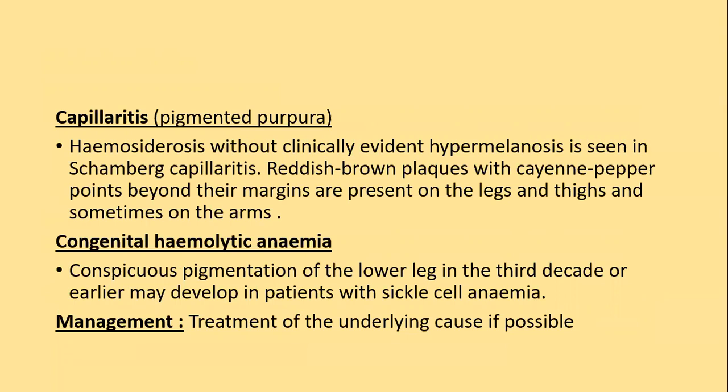Congenital hemolytic anemias like sickle cell anemia produce conspicuous pigmentation of the lower leg in the third decade or earlier. Management. The treatment is that of the underlying cause, and after treating that cause, this condition can be arrested.